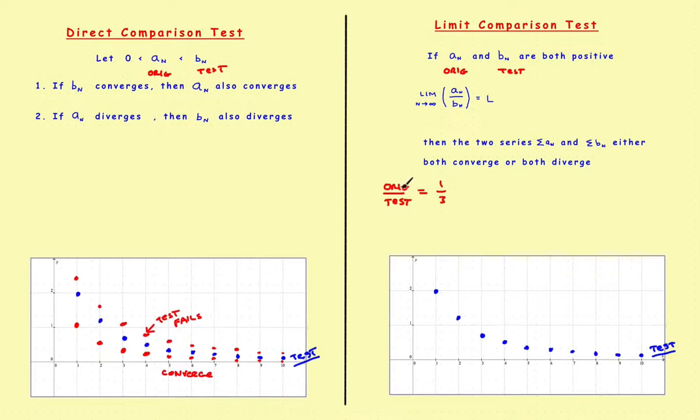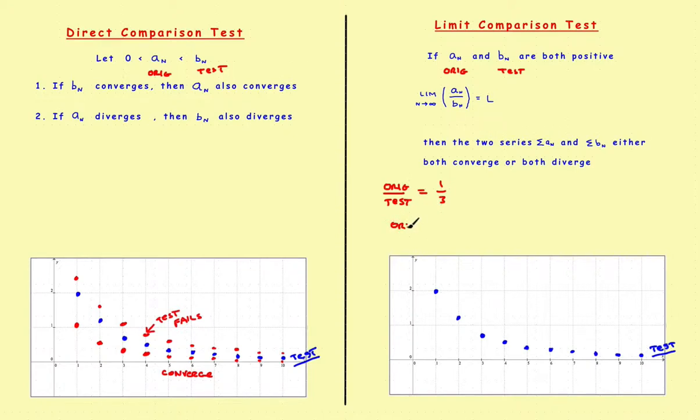If the limit of the original over the test series turns out to be a constant, if L turns out to be a finite positive number, then you've shown that since the test series converges, the original series converges too. But graphically, what does it look like? Well, what this means is that the original series will always be, and if it looks like this, you can move the test over here.